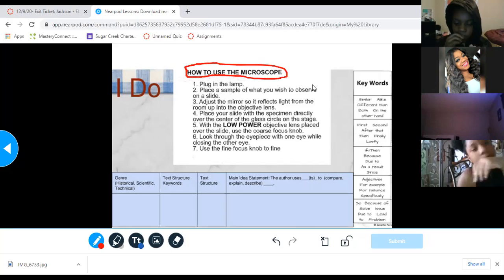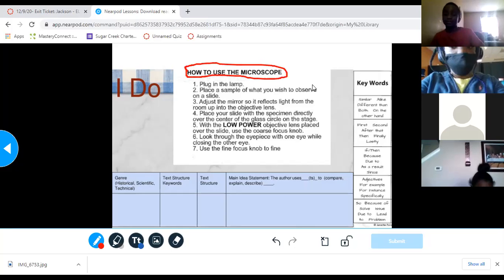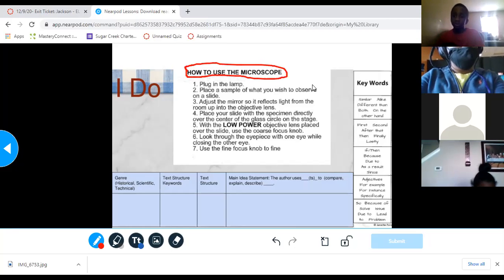I'm also going to rule out scientific because I know that it's not talking about plants, wildlife, volcanoes, anything relating back to science. It is not a scientific text. I'm going to look more to the technical side. I know that technical means that it's showing me how to do something.